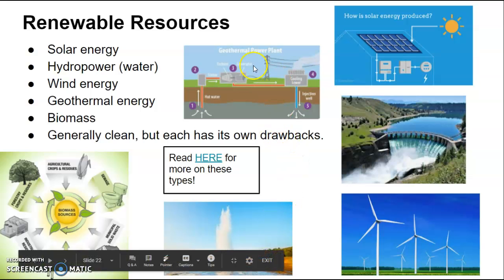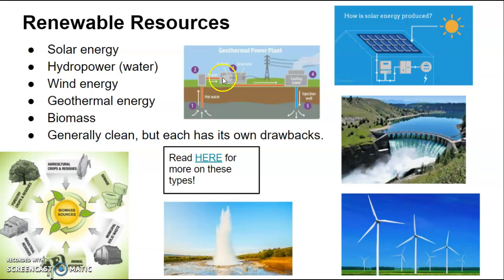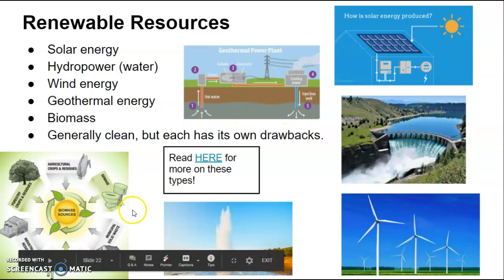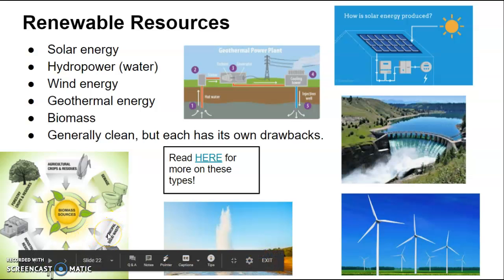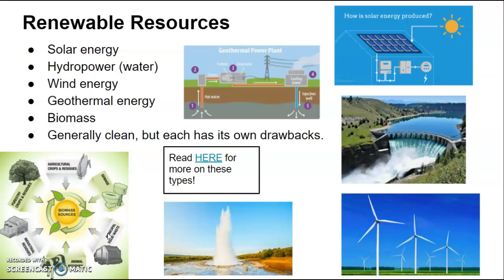And here's actually a picture of how that works. Hot water is brought up. They utilize the steam to turn a turbine. That goes to a generator, which creates electricity, and then the whole process repeats. Over here, lastly, we have biomass. So burning wood, sewage, municipal solid waste. Municipal just means it relates to a town. Industrial residues, animal residues, all of those things can be burned to release energy.